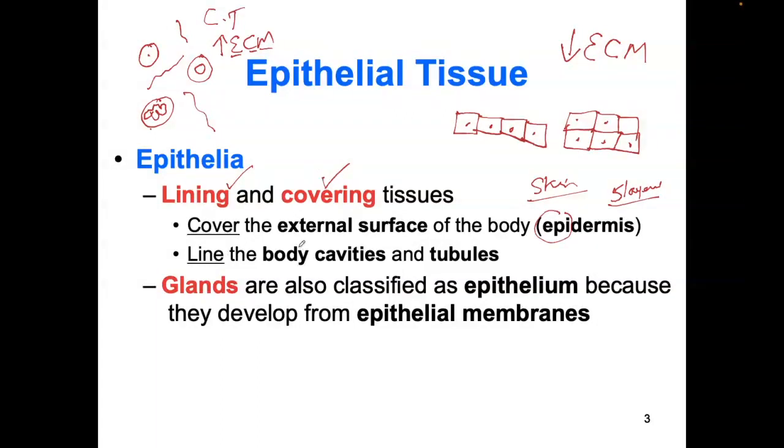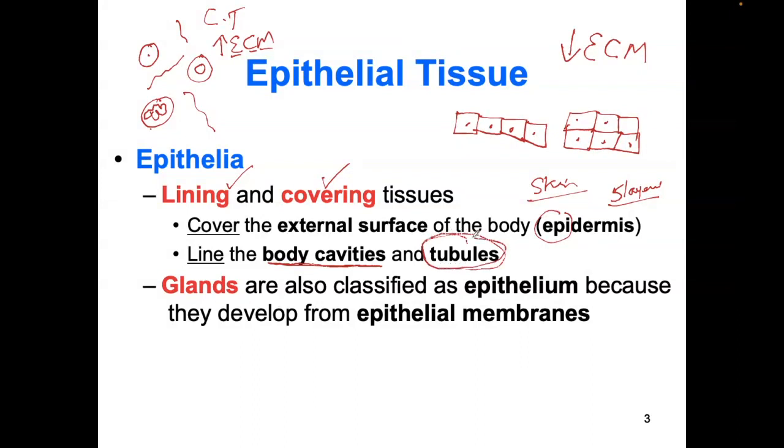Also, it can line body cavities. Well, we spoke about body cavities, didn't we? Didn't we speak about the pericardium and the pleura, right? We spoke about the pleura, we spoke about the peritoneum, and we spoke about the pericardium. So lining the cavities will have epithelium and also lining tubules.